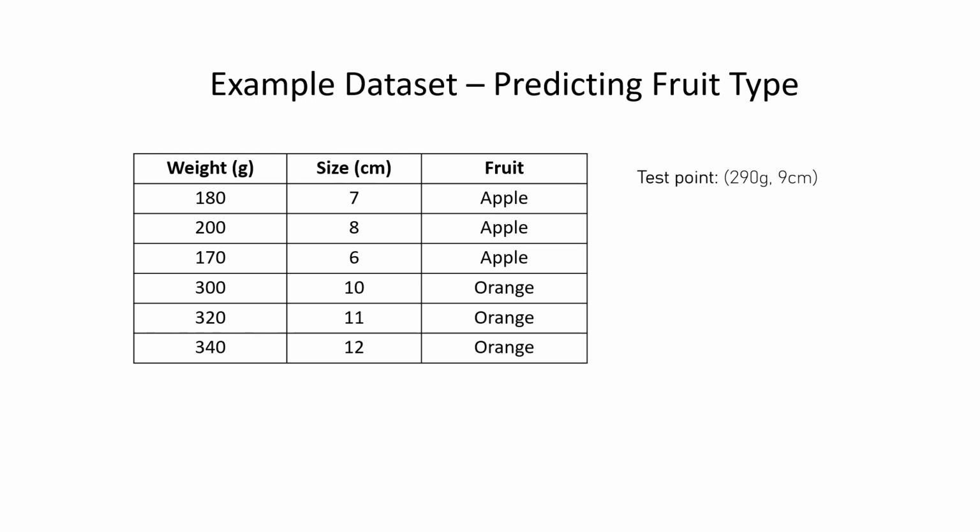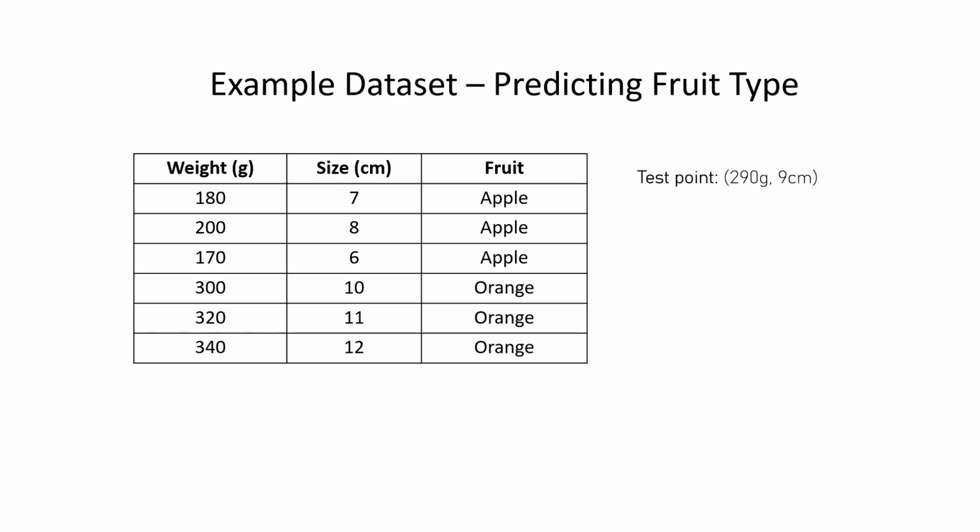If it is more than 170, that is 300, 320, 340, and the size is more than 6, since the maximum size of apple is 8, whatever has a size above that, I classify into the group of orange. Among this data set, I'm going to make a test point in between all the six different weights and sizes. I'm going to fix a test point of 290 grams with a size of 9.